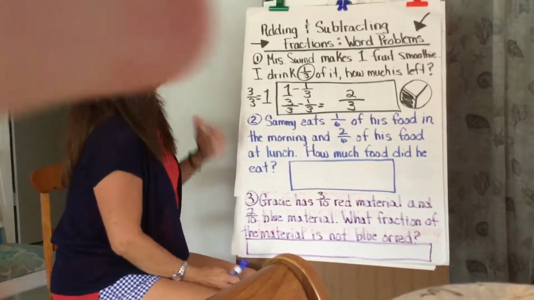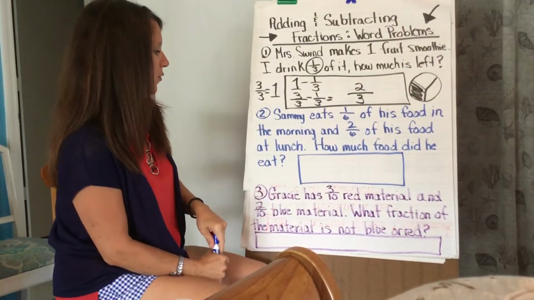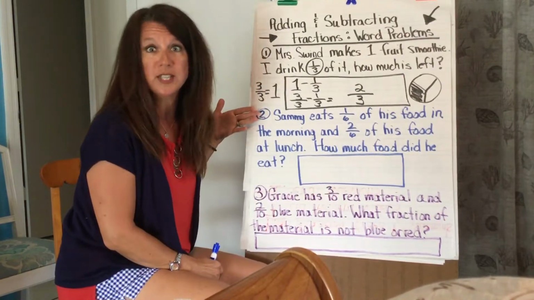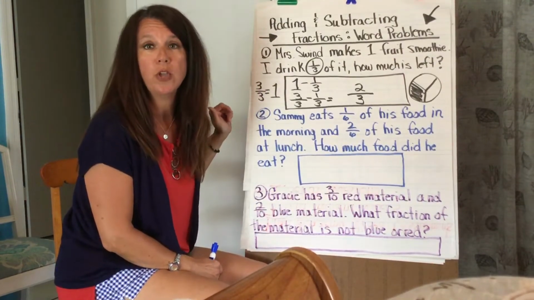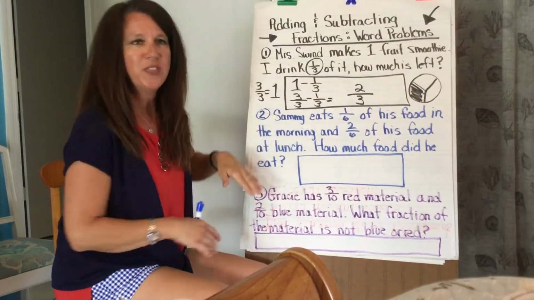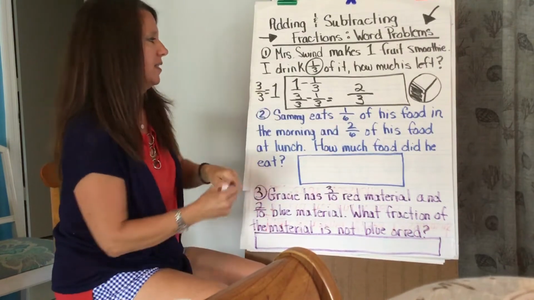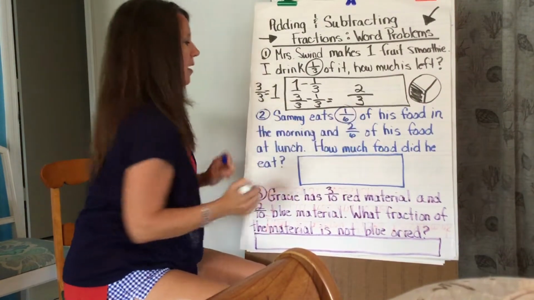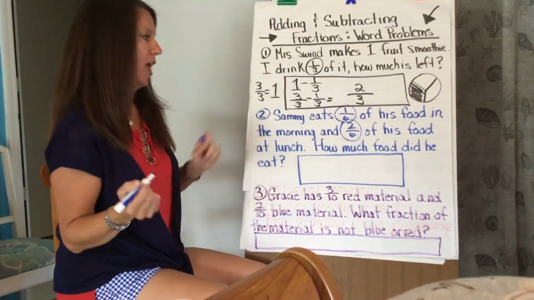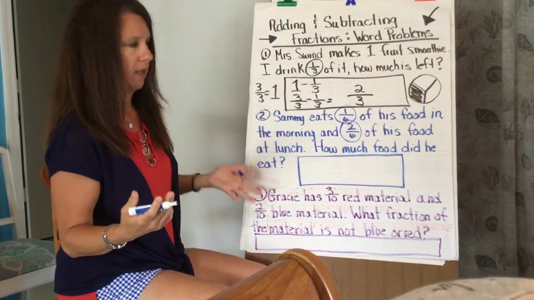Sammy eats 1/6 of his food in the morning and 2/6 of his food at lunch. How much food did he eat? This is a lie because Sammy's my dog and he scarfs it down as soon as you put it in his bowl. So he actually eats 6/6 in the morning, all of it. But this is just a pretend scenario. So he ate 1/6 in the morning, and then he ate 2/6 of his food at lunch. So how much food did he eat just between morning and lunch?